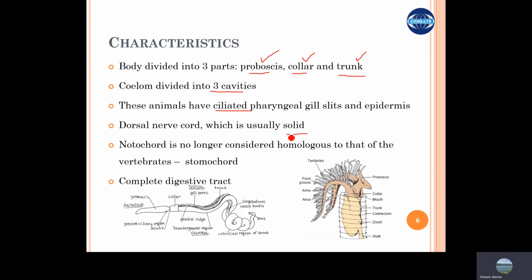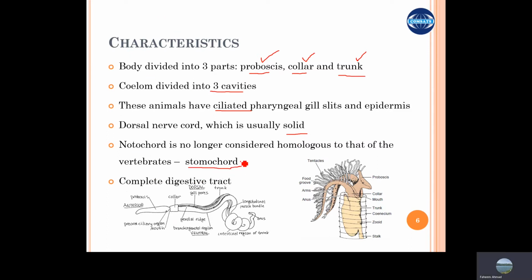When these animals were originated, but with time, when further research on their anatomy was conducted, it was realized that the skeletal support or the half notochord, which was earlier considered homologous to the higher chordates' notochord, is no longer considered as homologous. It is basically a stomochord. We will explain this structure in the next few slides.